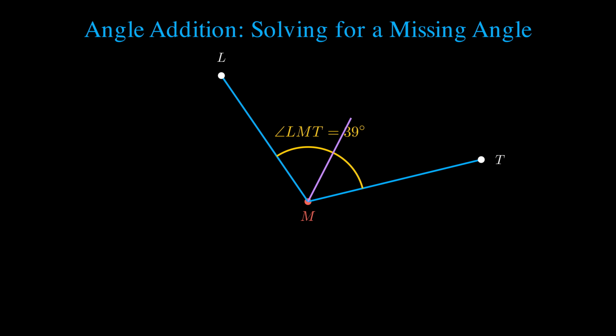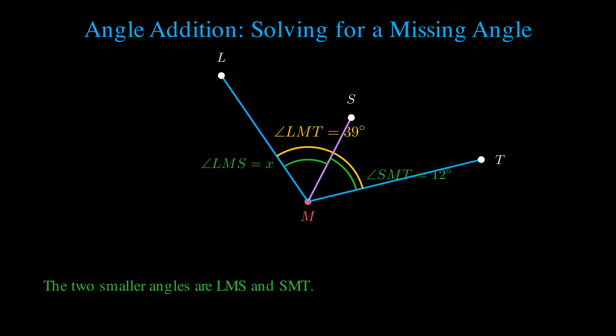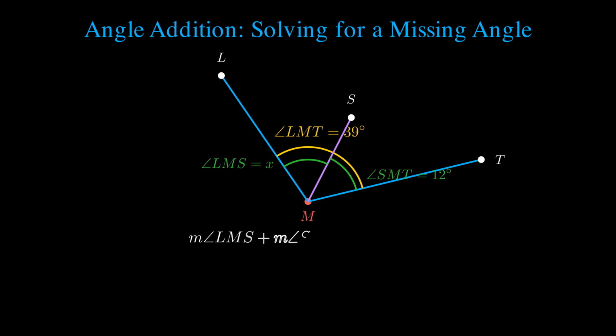Now another ray appears between those two rays. This new ray goes from point M toward point S. And because this ray lies inside the big angle, it splits the large angle into two smaller angles. So now we have two smaller angles. One of them, angle LMS, is labeled x, which means its measure is unknown. The other smaller angle, angle SMT, is given as 12 degrees. So together, these two smaller angles must equal the big angle.